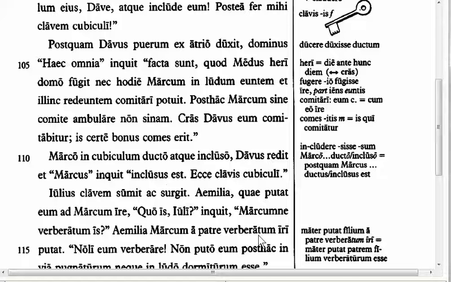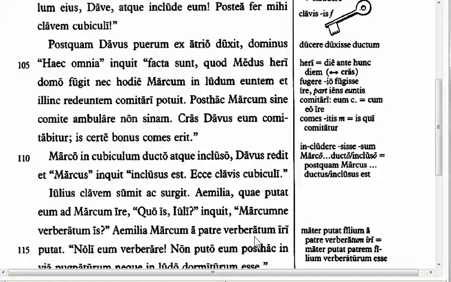If we wanted to put this in the passive, we would say verberari, to be beaten. In an indirect statement, putat verberari, she thinks that he is being beaten right now. The perfect of verberare is verberavisse, to have beaten, active. So if it were an indirect statement, putat, she thinks that he has beaten, so that Julius has already done it, verberavisse. If we wanted to put that in the passive, it'd be verberatum esse. She thinks that he has been beaten. She thinks that Marcus has been beaten.